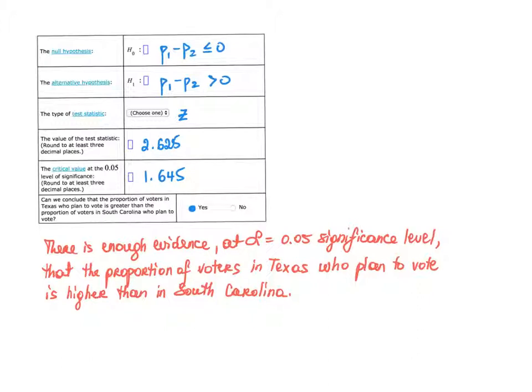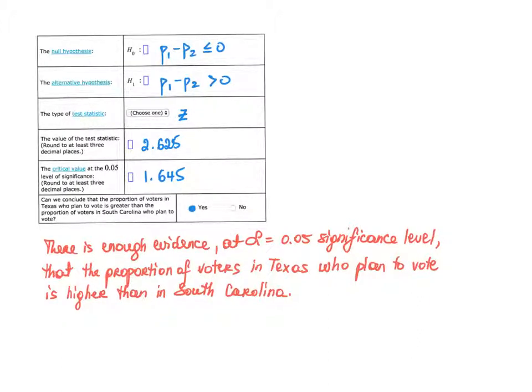The table above shows how I would enter my answers in ALEKS. I need to state my null hypothesis, then alternative hypothesis, then I need to indicate what type of test statistic I will be working with, and it is z. Then I need to state specifically what my z value is for the test statistic, which is 2.625. Then I need to identify the critical value, 1.645, and choose whether I need to answer yes or no.